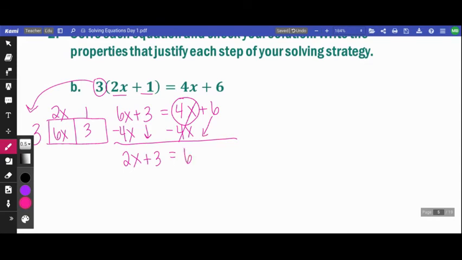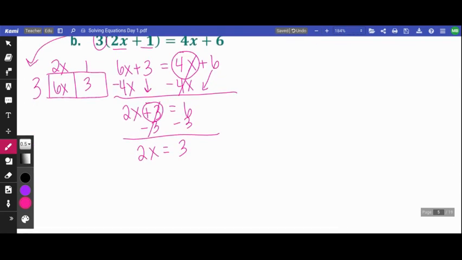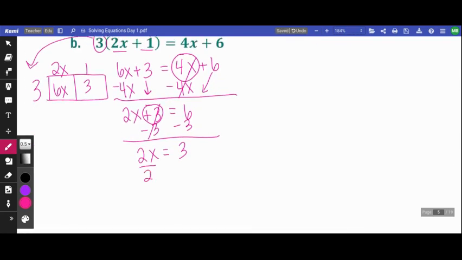Now that all of my variables are on the left, I want to move all of my integers to the right. So I want to get rid of this plus 3. Inverse operation says I'm going to subtract 3 from both sides. And that leaves me with 2x is equal to 3. Finally, to get x by itself, I'm going to divide both sides of the equal sign by 2. And that leaves me with x is equal to 1.5.